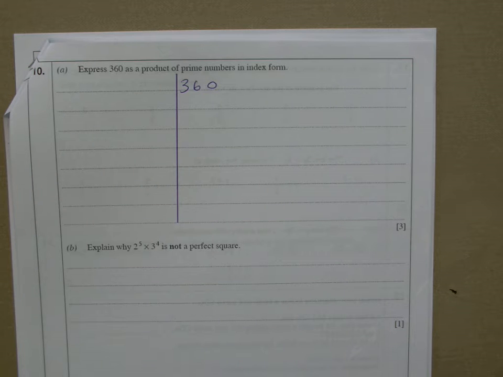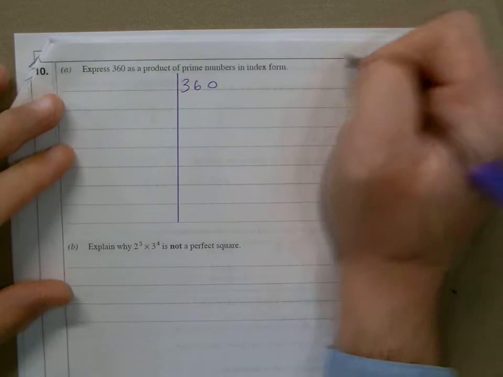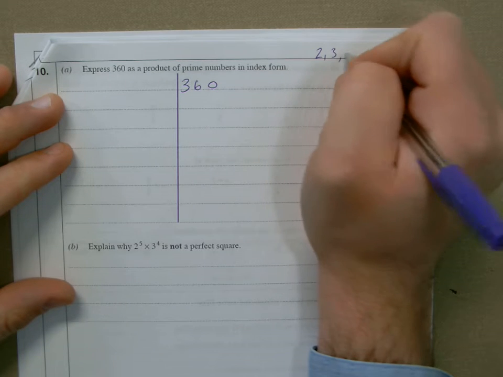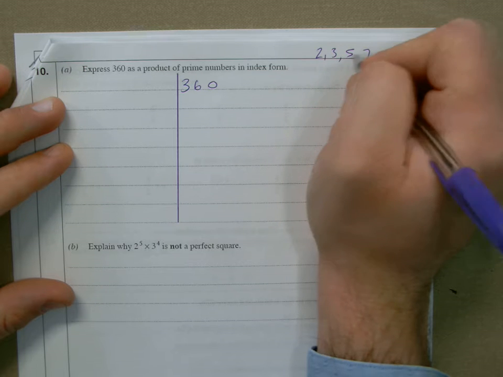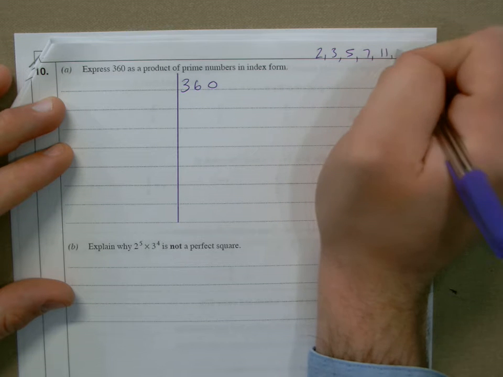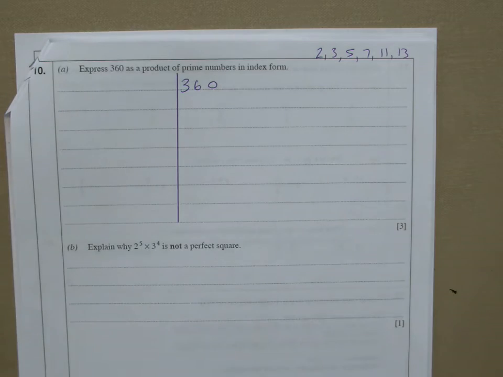360 is a product of prime numbers in index form. So we need to know our prime numbers, certainly the collection of the first few. Remember, it starts at 2, then 3, then 5, 7, and then 11, of course, and 13. That's usually going to be enough for us.